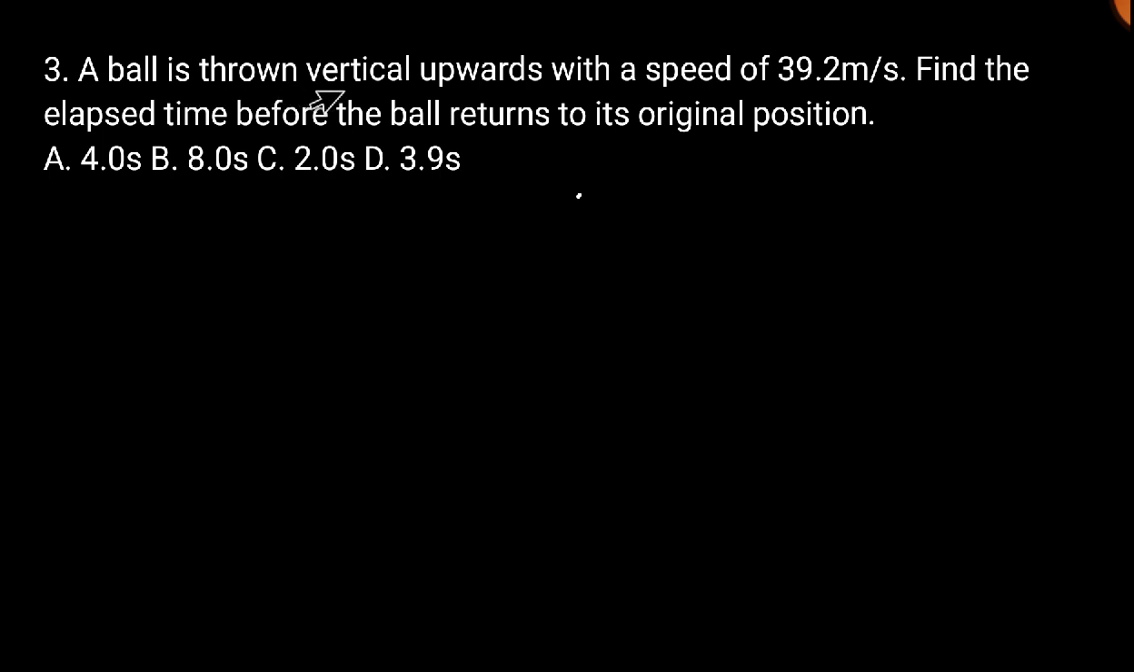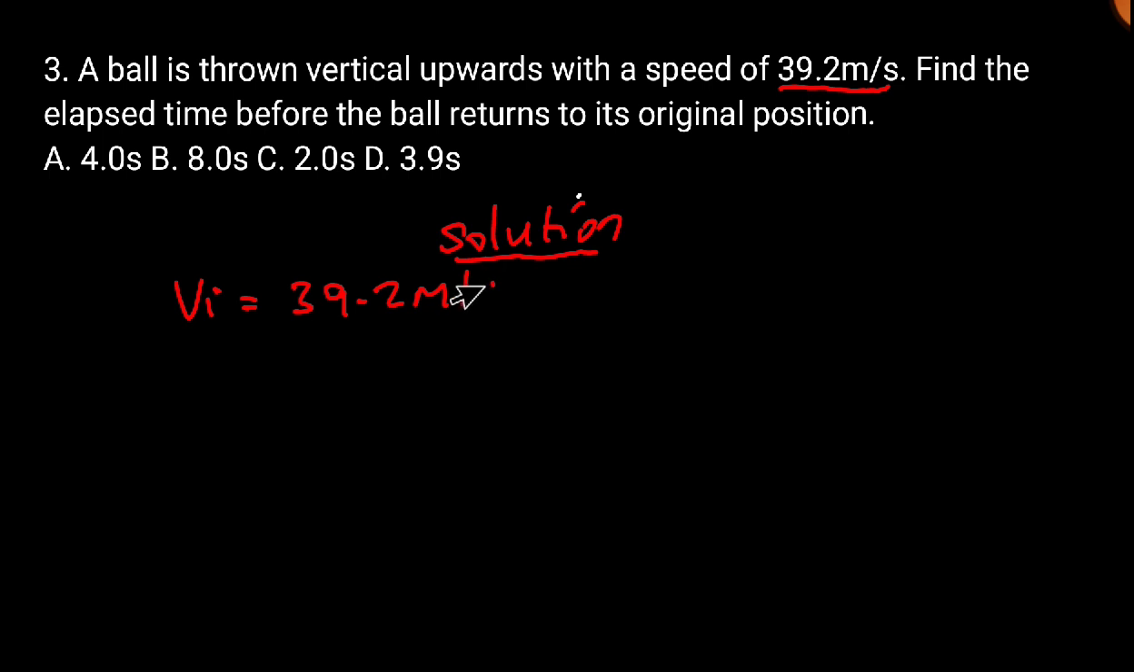A ball is thrown vertically upwards with a speed of 39.2 meters per second. Find the elapsed time before the ball returns to its original position. We know the solution. From the question, we are given the initial speed as 39.2 meters per second. Is there another thing we know here? We are going to take acceleration due to gravity as 9.8 meters per second squared.